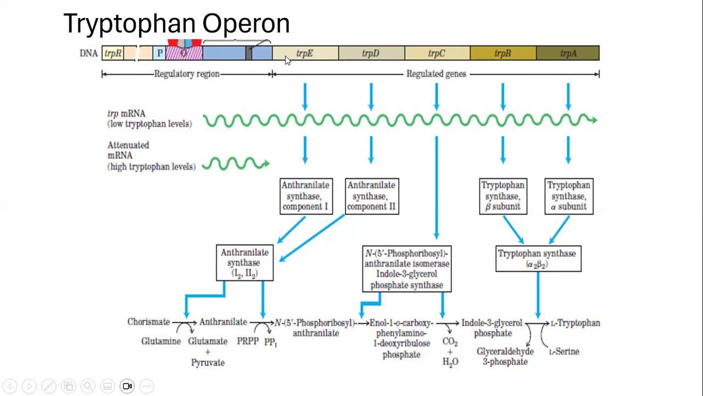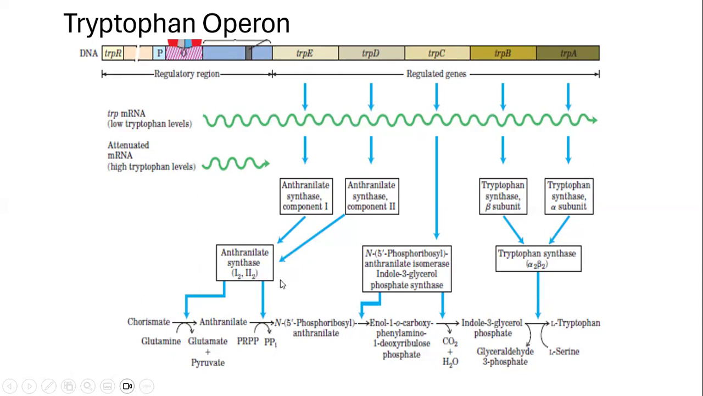The first enzyme of the pathway, that is anthranilate synthetase, it is made up of two subunits each of tryptophan E and tryptophan D gene product, and it is involved in catalyzing the first two steps of the pathway. Anthranilate synthetase is also an allosteric enzyme.